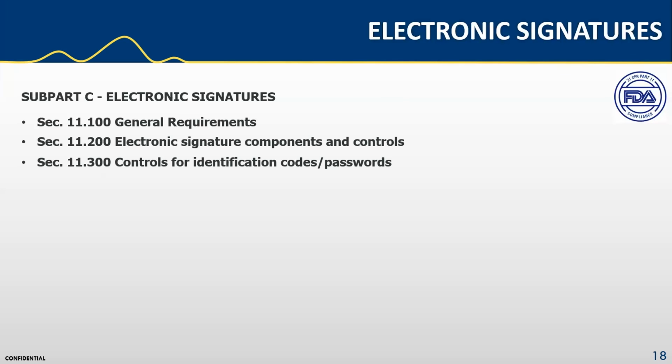Section 11.300, controls for identification codes and passwords. 21 CFR Part 11 requires special security measures for the controls of passwords. No two individuals should use the same identification and password to access the system. And passwords should be changed periodically to protect against password aging. Companies must establish transaction safeguards that prevent unauthorized use of passwords. Loss management procedures should be established to ensure that compromised security tokens, cards, or other devices are deauthorized to prevent security breaches.